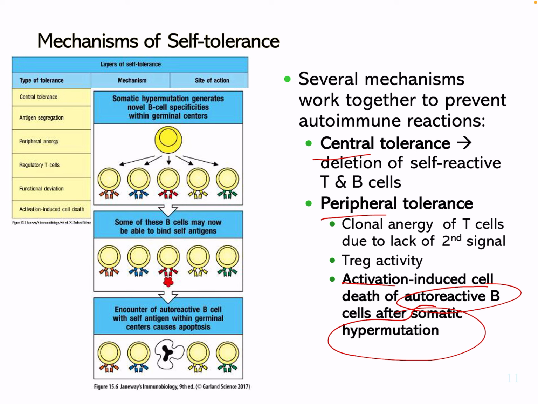So again, somatic hypermutation generates novel B cell specificities within the germinal centers and the lymph nodes, and some of these B cells may be able to bind to self-antigens. An encounter of an autoreactive B cell with a self-antigen within the germinal center causes apoptosis. So again, we have those cells like AIRE presenting antigens. This one recognizes itself, so it's targeted to death.